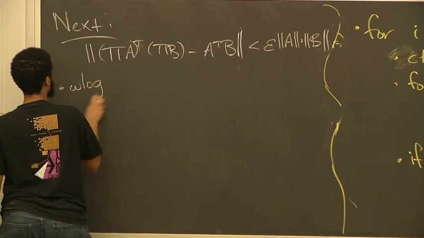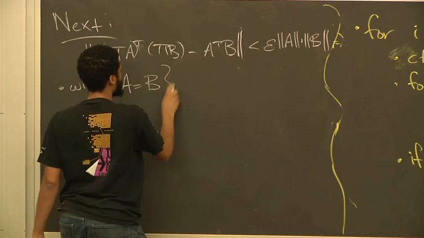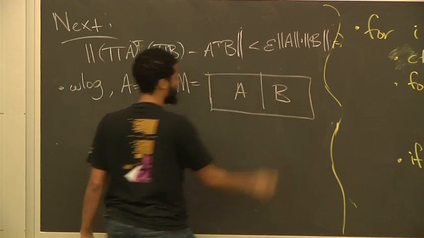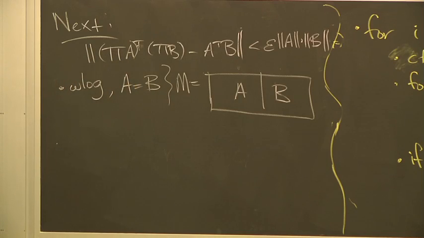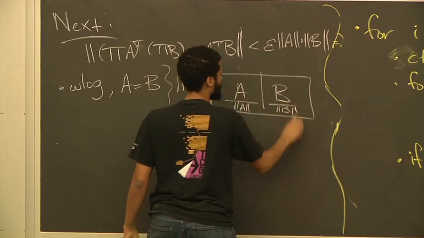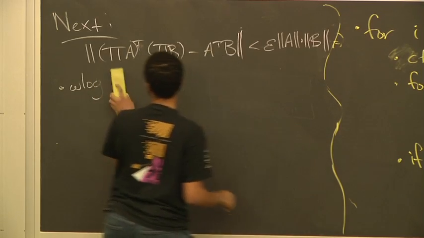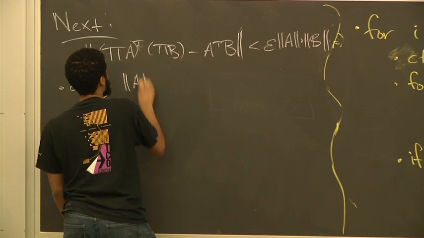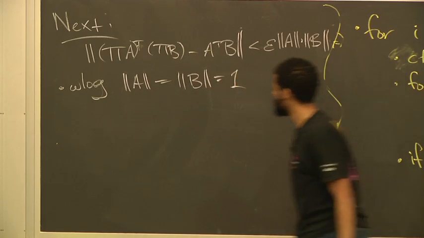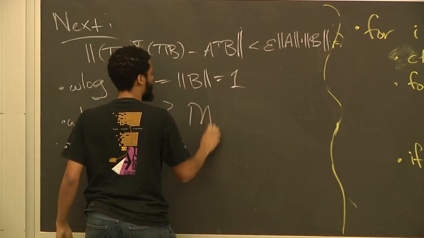Without loss of generality, for this, A is equal to B. Why is that the case? Because I can always define a matrix M that looks like this, over the operator norm. But first of all, without loss of generality, the operator norms of A and B are both 1. Again, because you can scale down by the operator norms and then scale back up, since Π is linear. And then, given that, without loss of generality, A equals B. And then I can do the M that I just did.